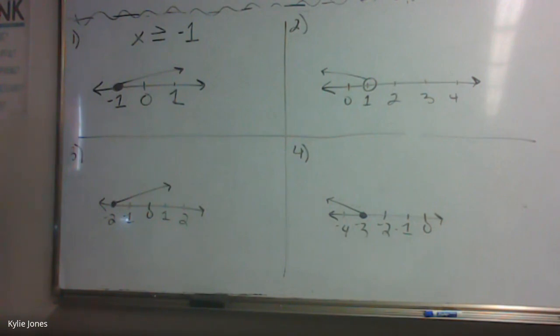No, it's not. Why do I keep drawing it on the wrong side? What's backwards, Charlie? Number 4. What do you mean? It's backwards. The number line is a negative number line. It's not backwards.